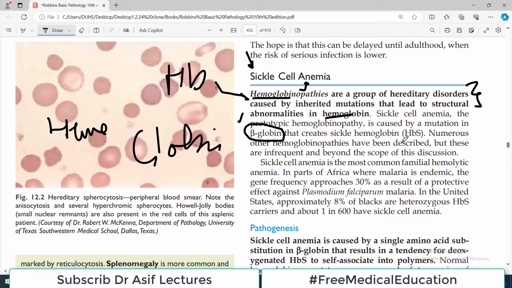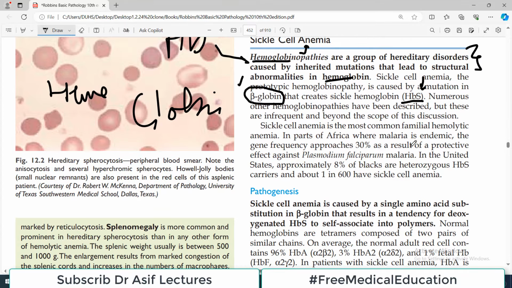और ऐसे hemoglobin को हम नाम देते हैं hemoglobin S. S is for sickle cell. So if somebody has mutation in the beta globin, this is then known as the hemoglobin which is present in sickle cell disease, so HbS. There are different types of Hb. So there is hemoglobin A, which is hemoglobin adult. Then there is hemoglobin F, which is fetal hemoglobin. So S hemoglobin is the one which is present in sickle cell patients. Numerous other hemoglobinopathies have also been identified, but these are infrequent as compared to the sickle cell anemia.